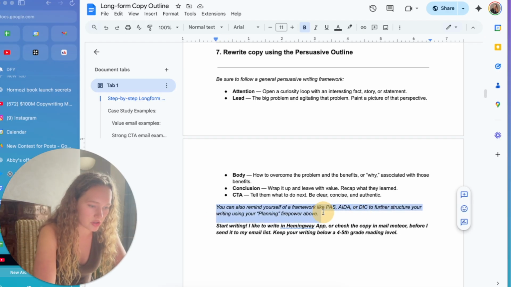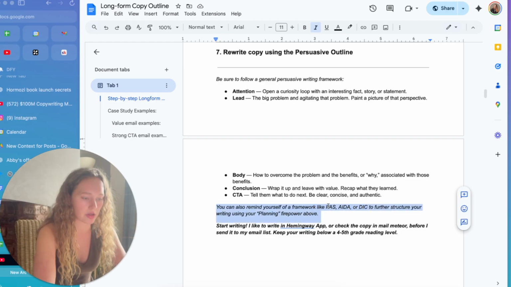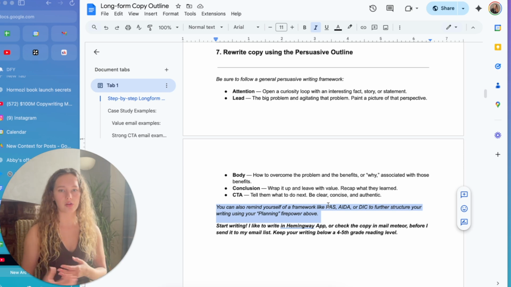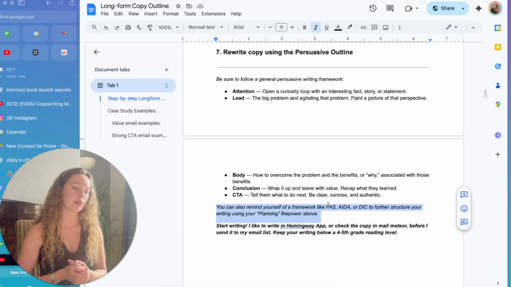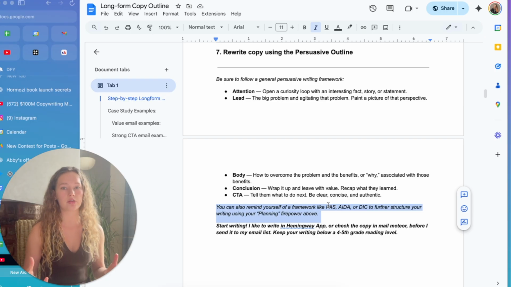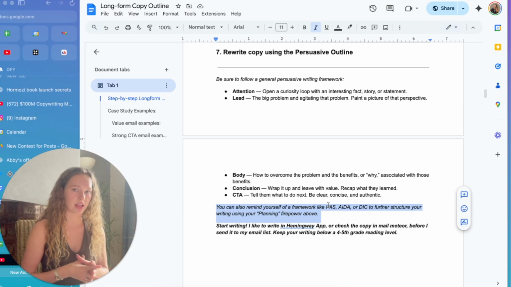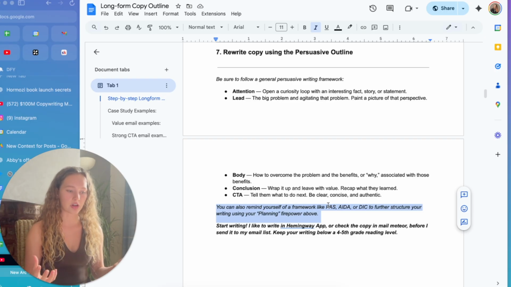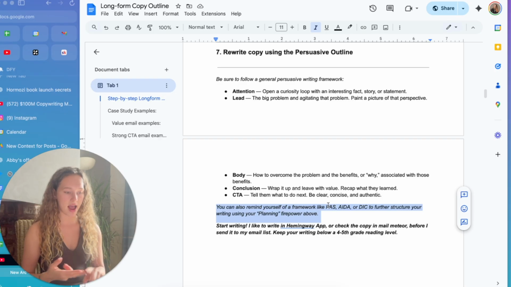And then you can also remind yourself of frameworks, like you guys have probably heard of PAS, ADA, DIC. If you haven't, they're just copywriting frameworks, and they're like an outline that you can follow to make sure you're covering the main bases of a persuasive outline. So for example, PAS stands for pain, agitate, solution.